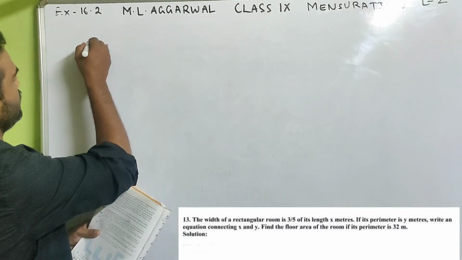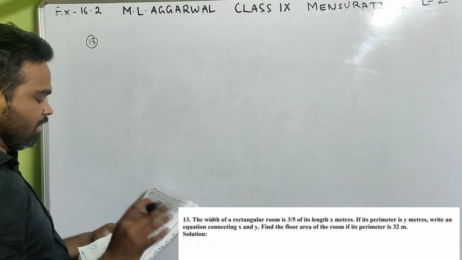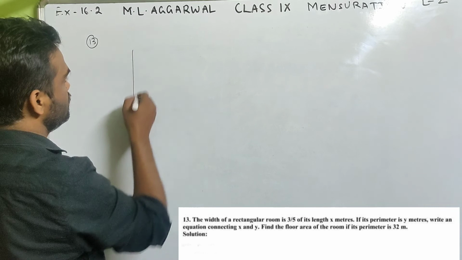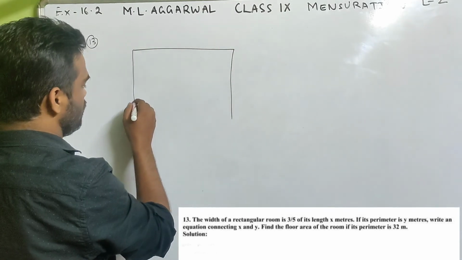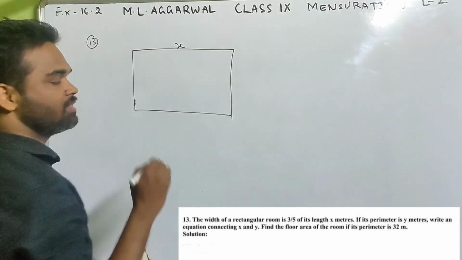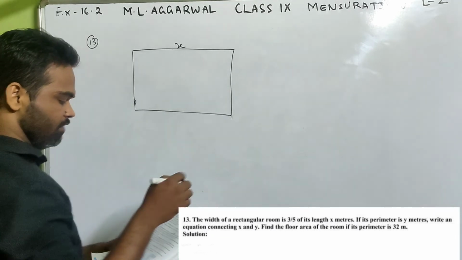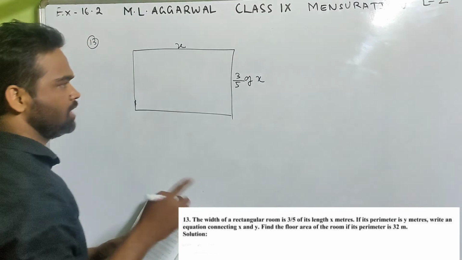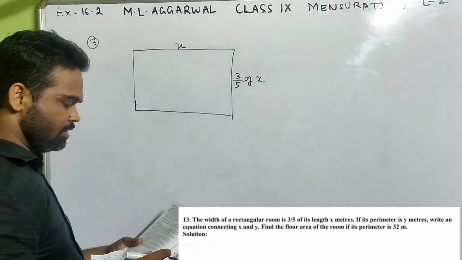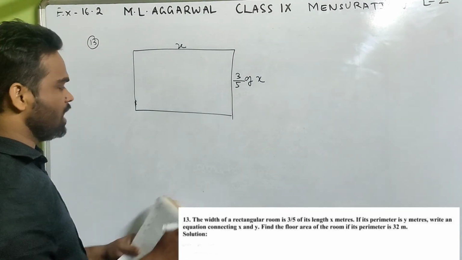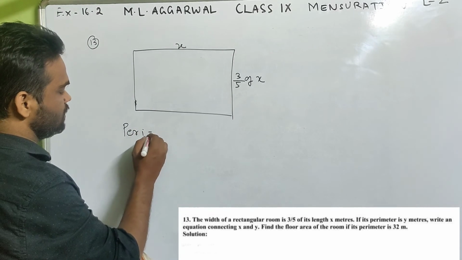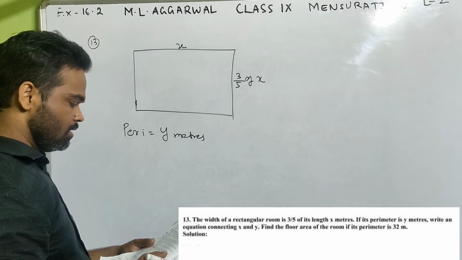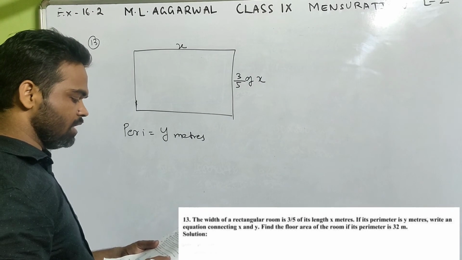Now 13, if you look carefully, the width of the rectangular room is 3 by 5 of its length x meter. So if I draw a rectangle, if I take the length as x, the breadth they have told is 3 by 5 of the length, that is 3x by 5. If its perimeter is y meter, write an equation connecting x and y.